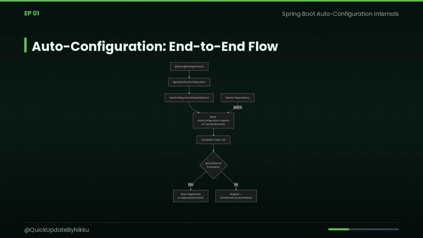This diagram captures the entire pipeline in one view. @SpringBootApplication embeds @EnableAutoConfiguration, which delegates to AutoConfigurationImportSelector. That selector reads the imports file to build a candidate list. Each candidate is then evaluated against its conditional constraints. Those that pass become beans, those that fail are recorded in the condition evaluation report. A starter dependency sits outside this pipeline. It simply ensures the auto-configuration module and its imports file are on the classpath in the first place.